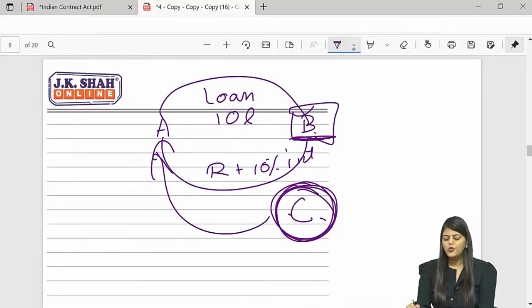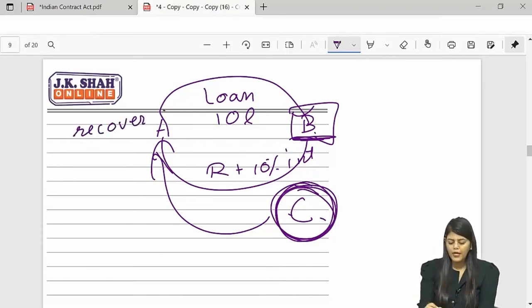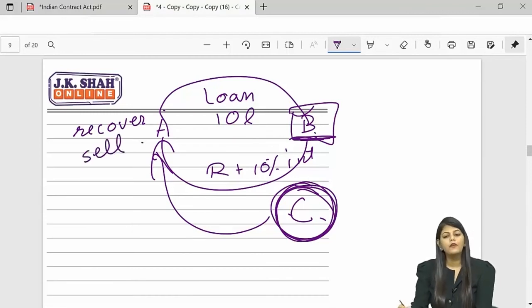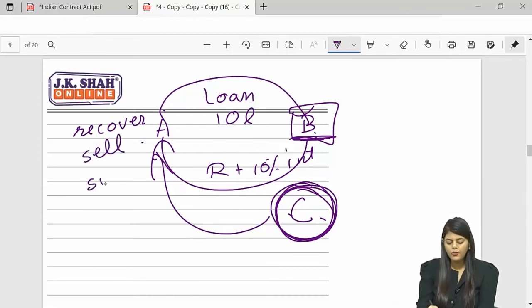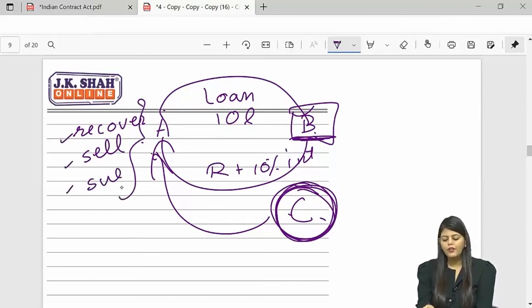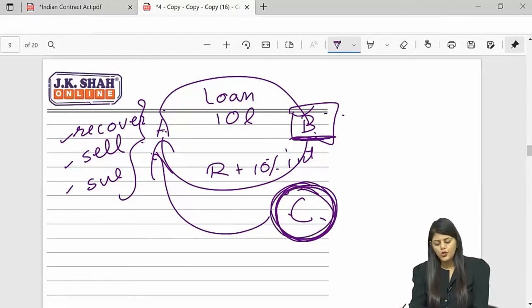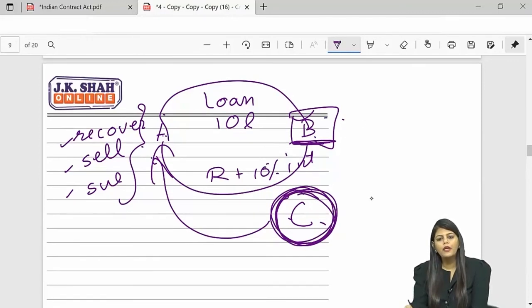Subrogation means stepping into the shoes of the creditor. Now listen, first you tell me, first A will recover money from whom? B. So A will have a right to recover money from B. B does not pay, A can sell his assets. B does not pay, A can sue. So A is having all these rights. Now A tried everything but he could not get anything from B. Therefore A recovered everything from C. So C paid everything. Later on, my question to you, C paid everything to A, now can C recover his money from B?